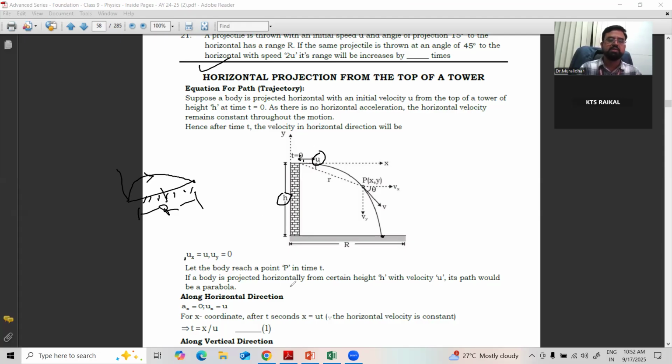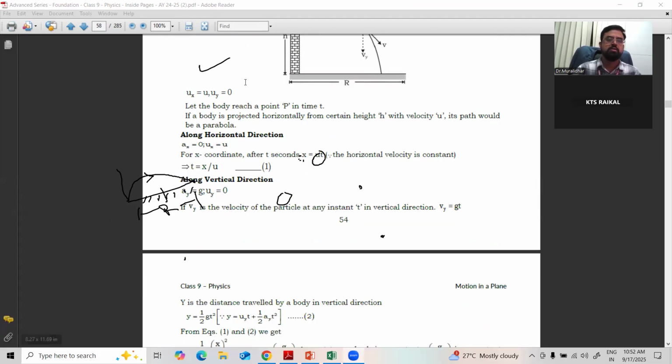Let the body reach the point P. It reaches some point P, coming up to here on the way. We have derived some conditions and some formulas here, whenever the body comes to some point. At different points, you have to find them out. Just see here.